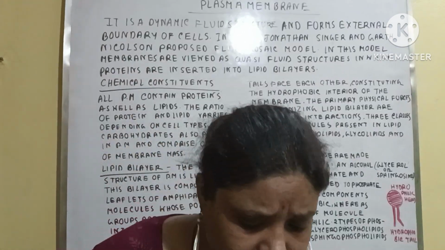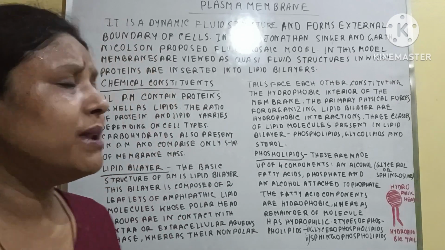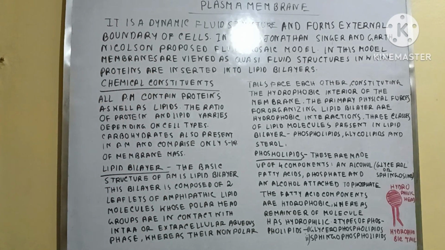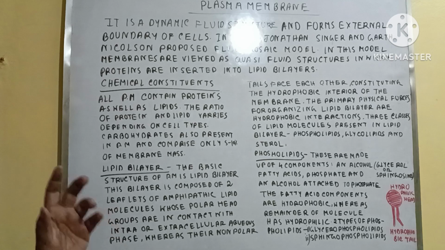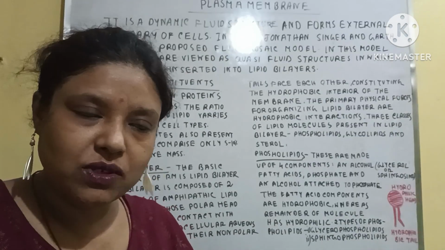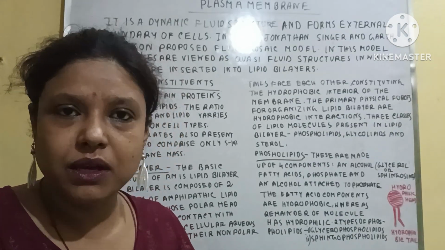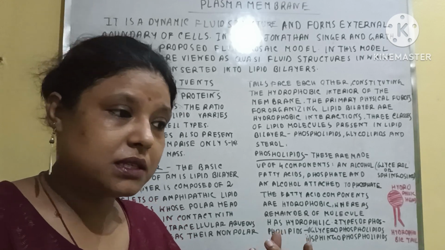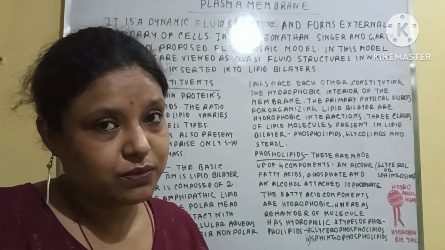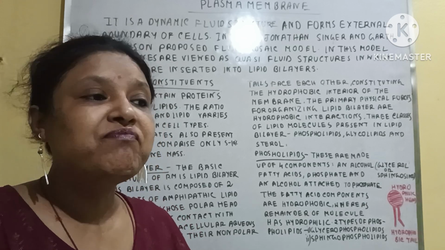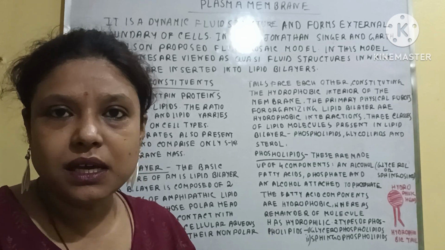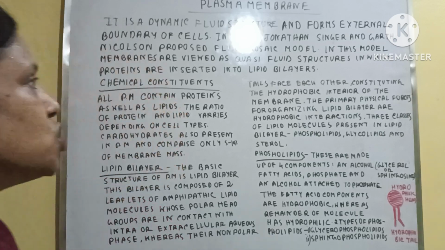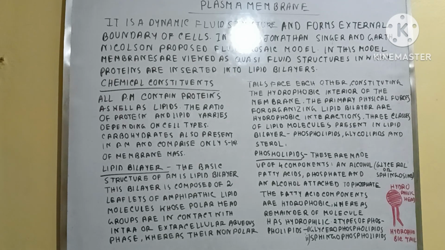Today's topic is the structure of the plasma membrane. What is the plasma membrane? The plasma membrane is the outermost covering of the cell. In the case of an animal cell, the cell membrane is the outermost structure of the cell. But in the case of a plant cell, there is another structure present just outside the cell membrane, that is the cell wall.